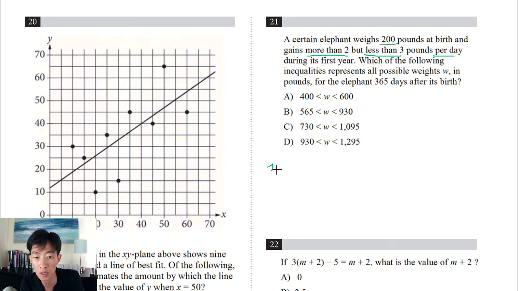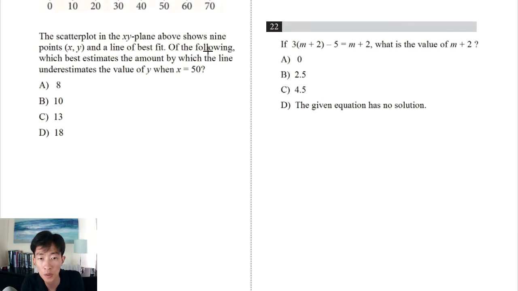So let's do 2. He starts off at 200, and he's going to gain 2 pounds in each of the 365 days. So 2 times 365. You do that on your calculator, and you're going to get 930. That suggests that D is going to be the answer. Check it with the upper limit. He starts off at 200 pounds, gains 3 pounds per day over a course of a year. Do that on your calculator, you get 1295. So that shows that D is the answer. And notice that because it's less than, not less than or equal to, then we're not actually including the outside values.